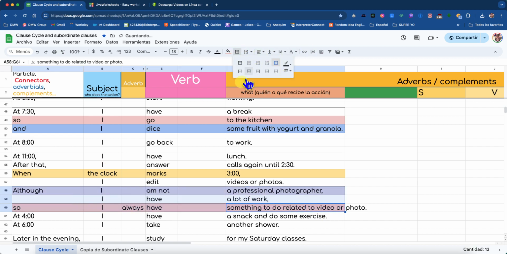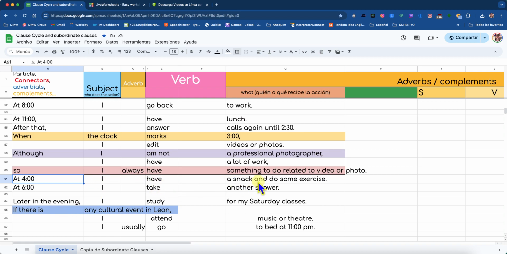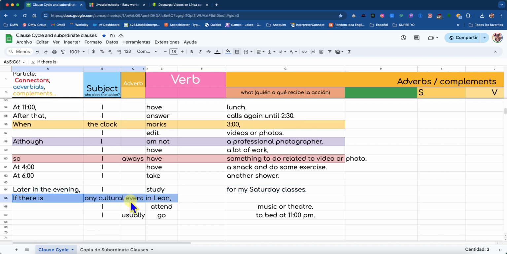Another sentence of 3 clauses. One of concession, main clause, second principal clause of cause and result. At 4, I have a snack and do some exercise. At 6, I take another shower. Later in the evening, I study for my Saturday classes. If there is any cultural event in Leon, I attend either music or theater. And I usually go to bed at 11 p.m. I'm going to say here, finally, comma, I usually go to bed at 11 p.m. And that is my usual day during the weekdays.